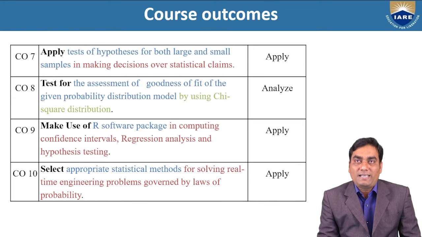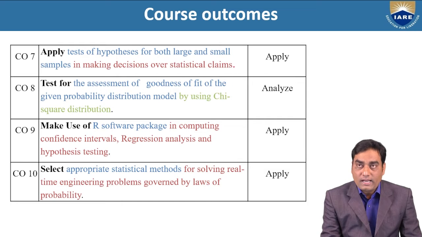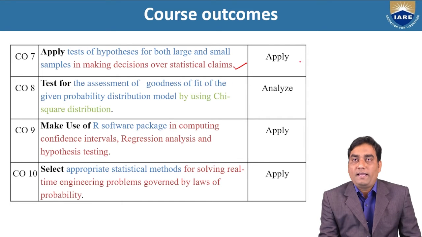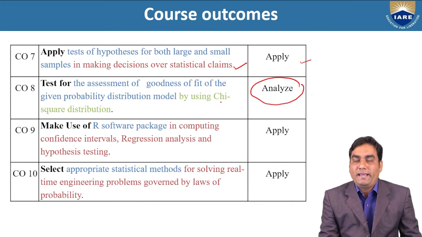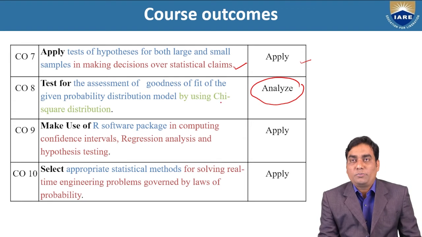And CO7 is apply the test of hypothesis for both large and small samples in making decisions on statistical claims. This is under apply. And CO8: test for the assessment of goodness of fit of the given probability distribution model by using the chi-square distribution. This is under analyze, because after giving the problem, we should divide it into parts. Then we can check whether the first part is related to the other part or not. That's why it is under analyze.